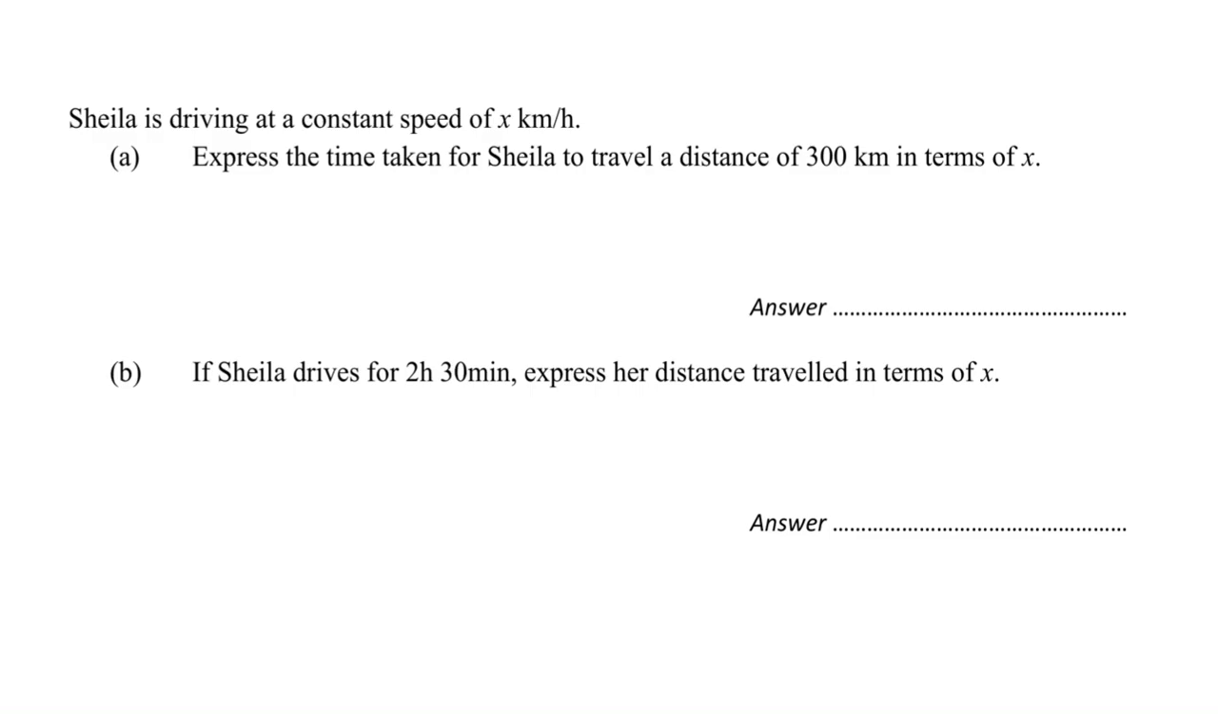Hello everyone, welcome to this video where we are given that Sheila is driving at a constant speed of x kilometer per hour. So we have the speed x kilometer per hour, so this will be my s, and at this point it is important to take note of the relationship between distance, speed and time. Distance is equal to speed times time.